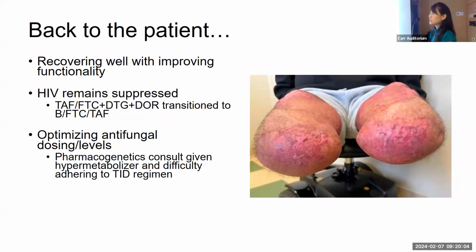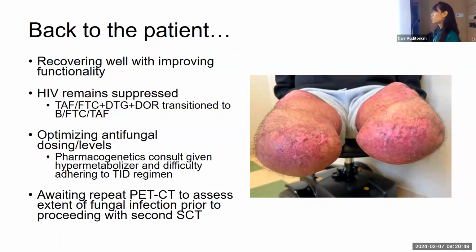The main thing that we've been dealing with is really optimizing his antifungal dosing and levels. As I mentioned before, he's a hypermetabolizer of voriconazole. So in order to have even close to therapeutic levels, he requires 3 times a day dosing of voriconazole at a super high dose plus a PPI, but he is unable to do it 3 times a day. So we had a very extensive conversation with pharmacogenetics about what's the maximum dose of voriconazole we can give him at one time. And so right now he is on BID dosing of voriconazole at 600 milligrams plus a PPI for boosting.